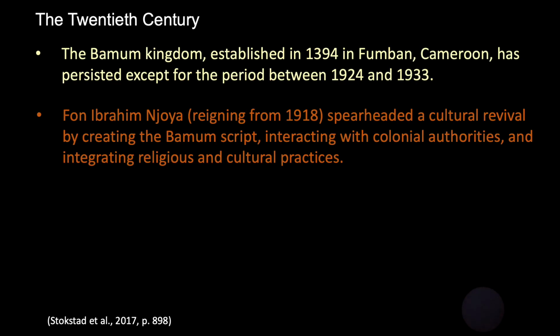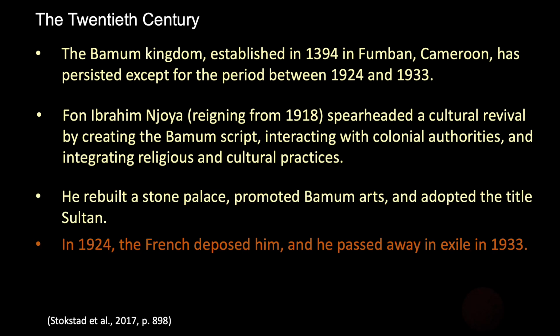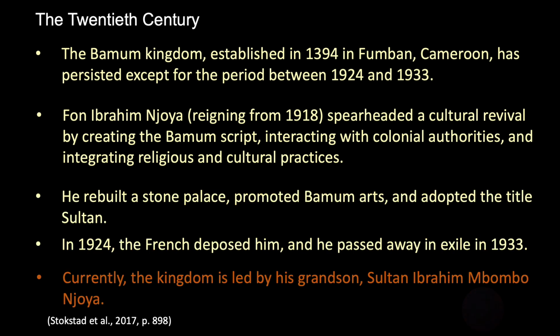Founded in 1394 in Fumban, Cameroon, the Bamum Kingdom thrived under King Ibrahim Njoya from 1918, who led a cultural revival by creating the Bamum script, fostering arts and engaging colonial powers. Deposed by the French in 1924, he died in exile in 1933. His grandson, Sultan Ibrahim Mbombo Njoya, now leads the kingdom.